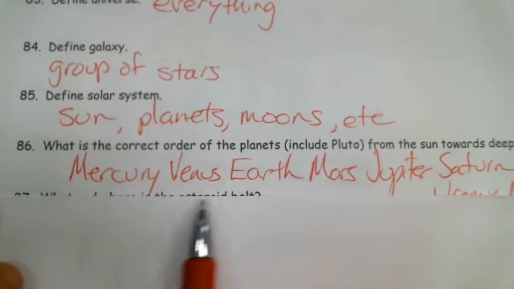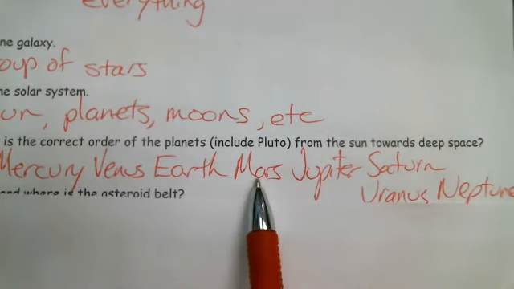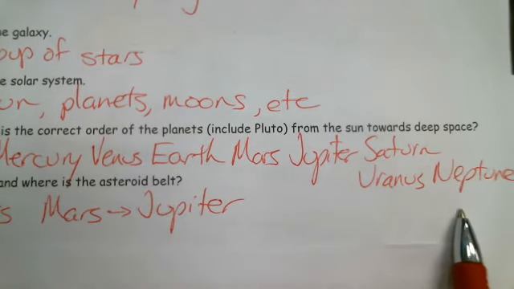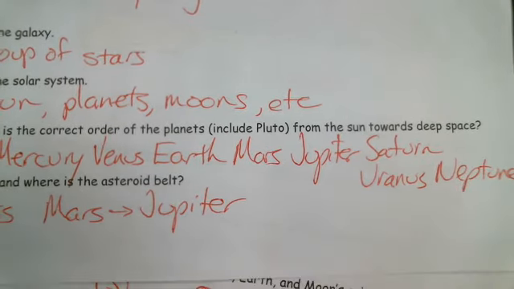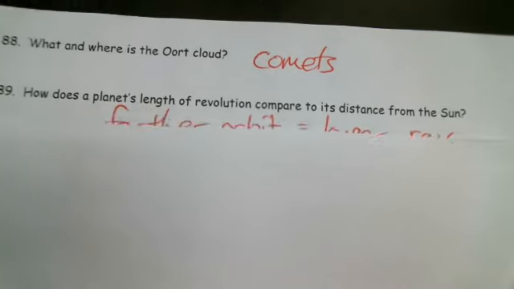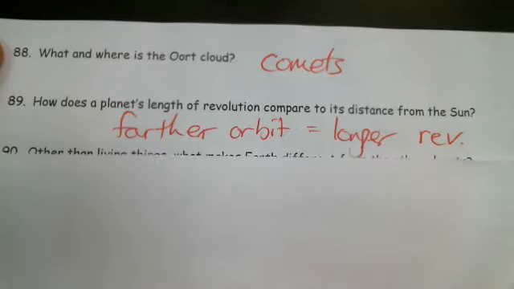Number 86, we start off at Mercury, then we go to Venus, Earth, Mars, Jupiter, Saturn, Uranus, and Neptune. That's going away from the sun. And finally, the asteroid belt are the rocks between Mars and Jupiter. Last page, number 88. The Oort cloud is where we think comets originate from. The Oort cloud is way past Pluto.